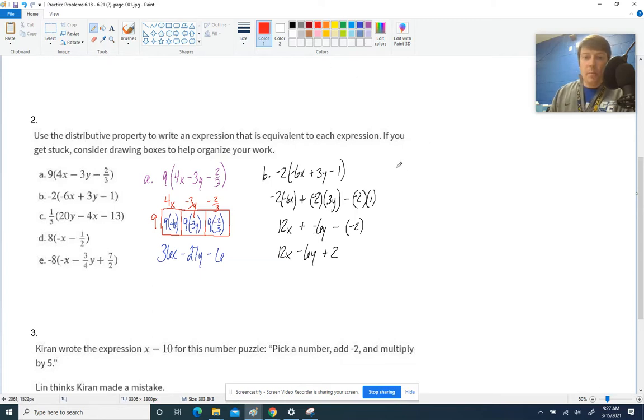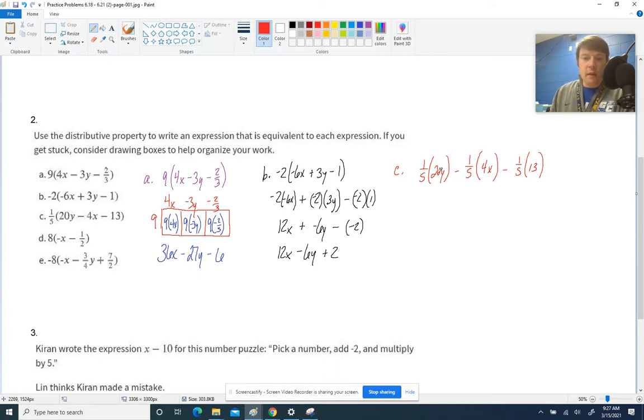Okay, on part B, I'm going to just write down my first step instead of the original problem. So 1/5 is going to get multiplied by 20y, minus a fifth is going to get multiplied by 4x, minus, and a fifth is going to get multiplied by 13.